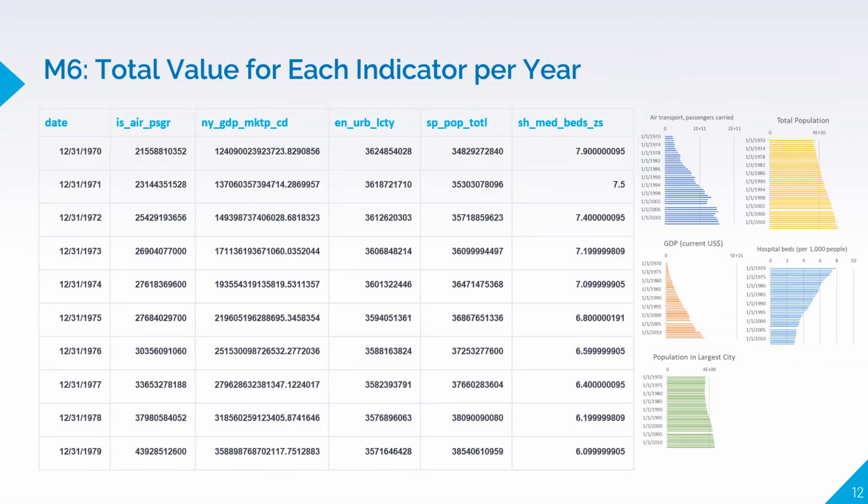M6, we have the total value for each indicator per year between 1970 and 2010. There is an increase in values for the first 4 indicators, which are air transport, GDP, population in the largest city, and the total population, but there's a decrease in values for hospital beds.